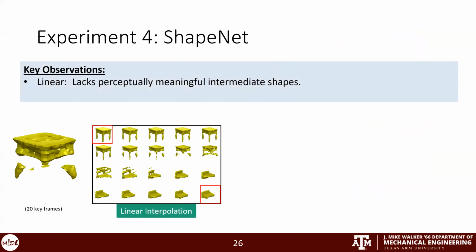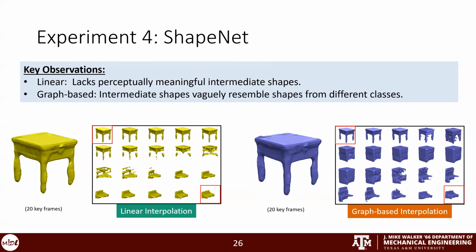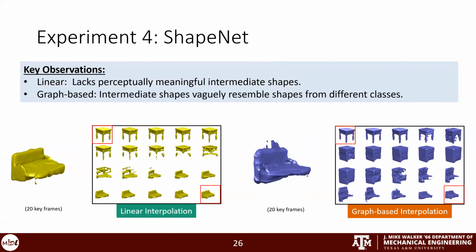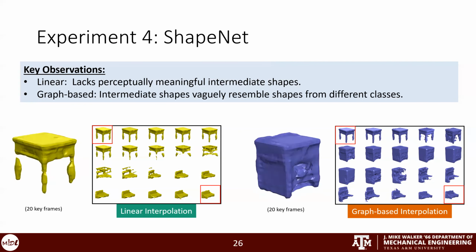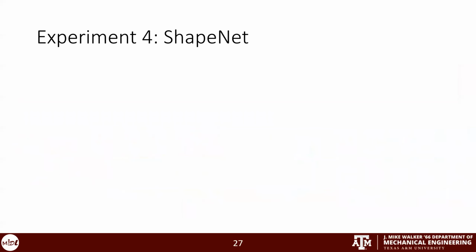In the linear interpolation example, we see that the intermediate shapes lack any perceptual meaning. The shape of the table simply disintegrates into the shape of the sofa, and no other classes of furniture seem to be generated. For the graph-based interpolation, however, we can see that the intermediate shape resembles certain furniture classes that are included in our dataset. For instance, the table initially interpolates to a dresser-like shape, and then to a shape that vaguely resembles a bookshelf, before finally interpolating to the shape of the sofa.